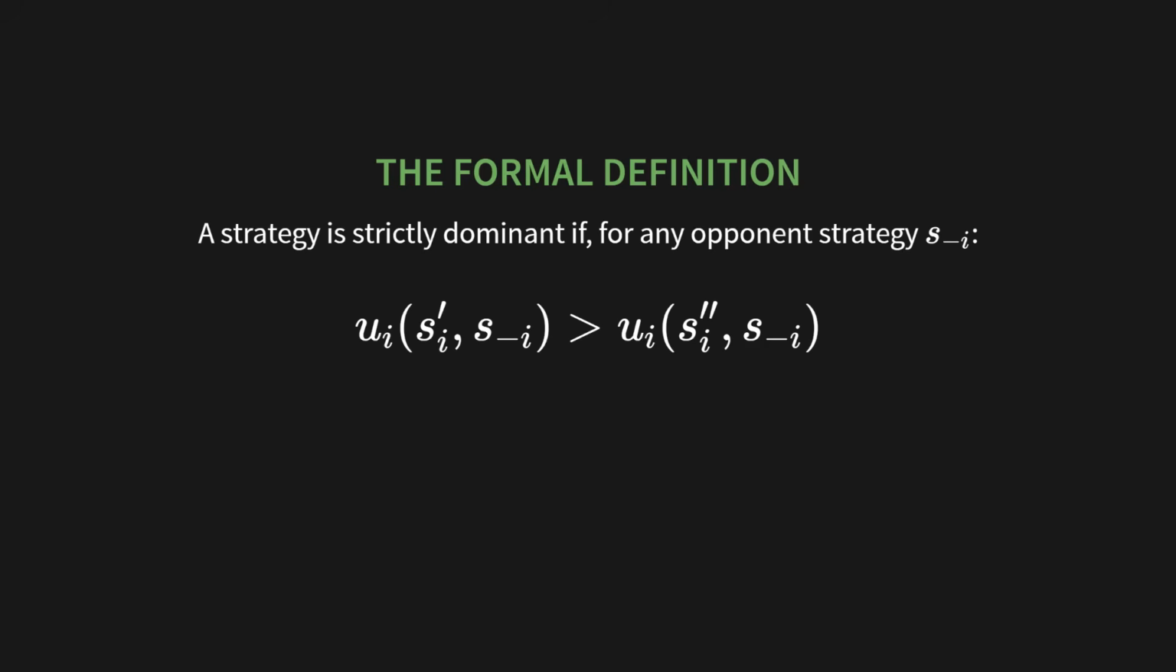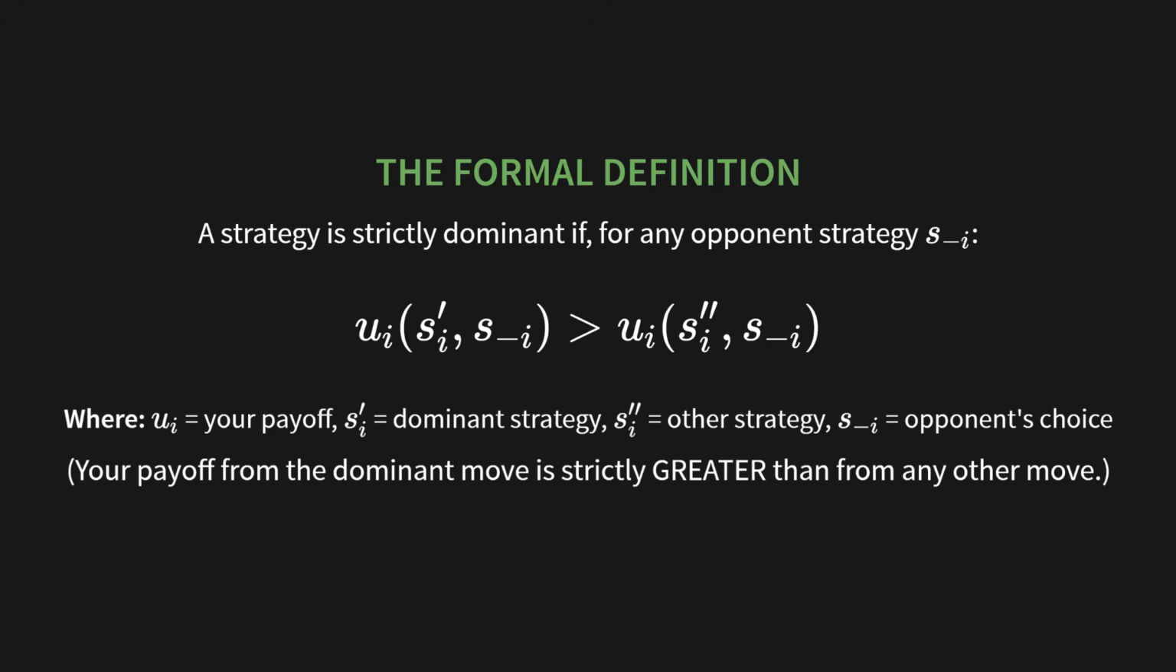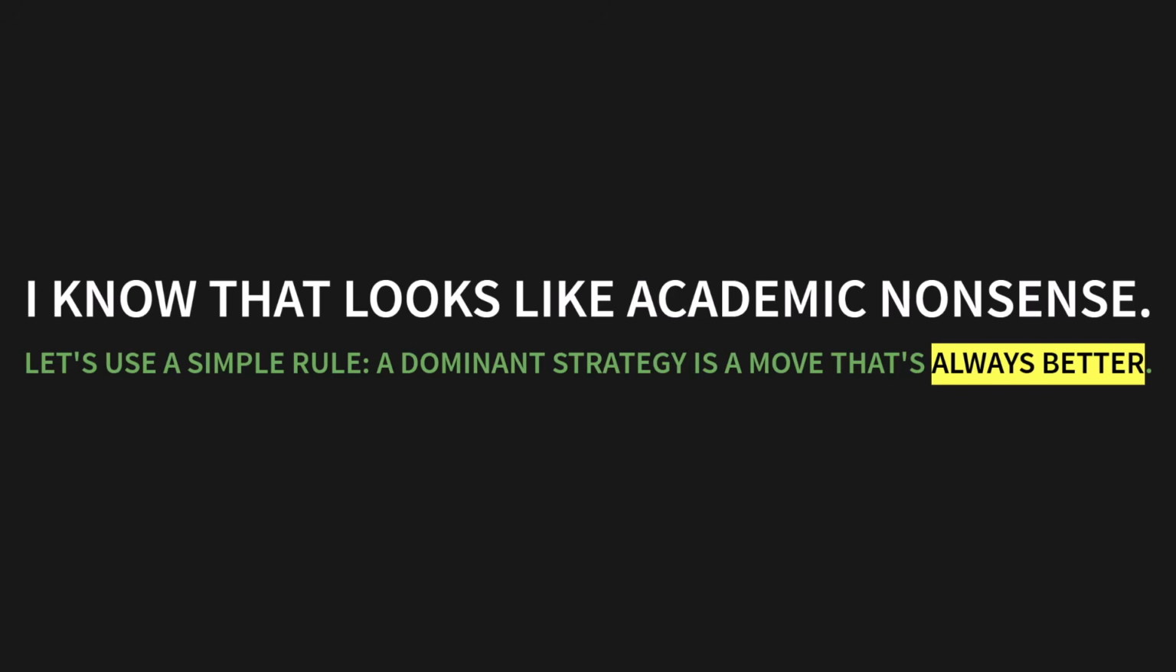Now check out the formal definition on this slide. A strategy is strictly dominant if, for any opponent strategy, your payoff from that move is strictly greater than from any other move. I know that looks like academic nonsense. Let's use a simple rule instead. A dominant strategy is a move that's just always better. That's all you need to remember.